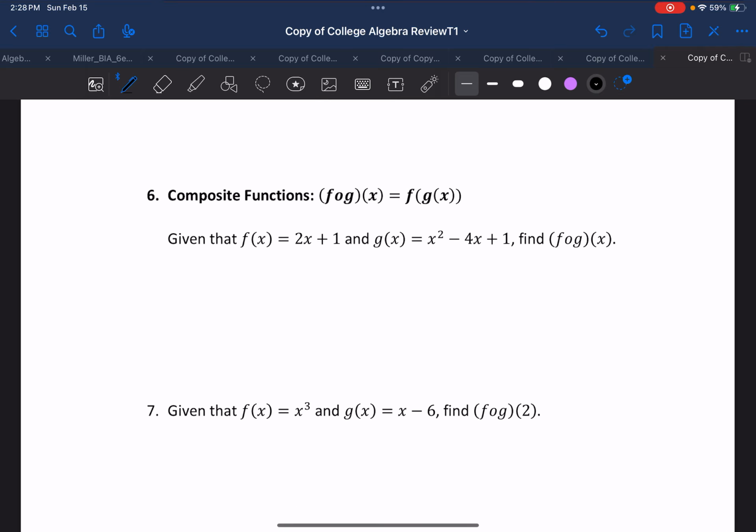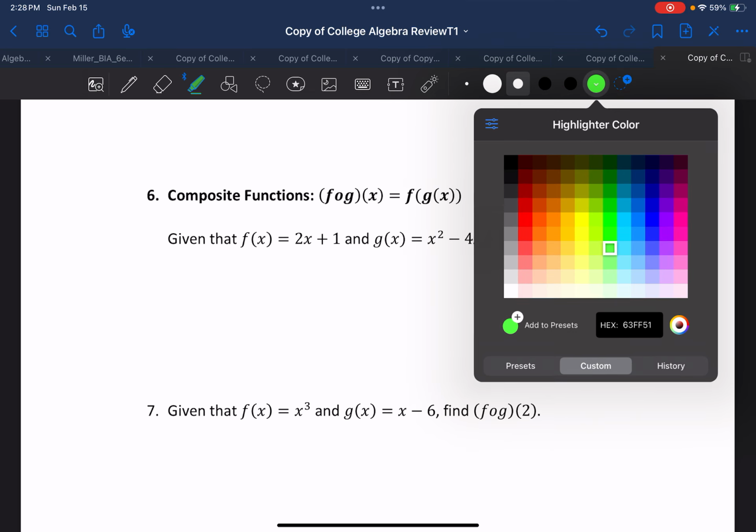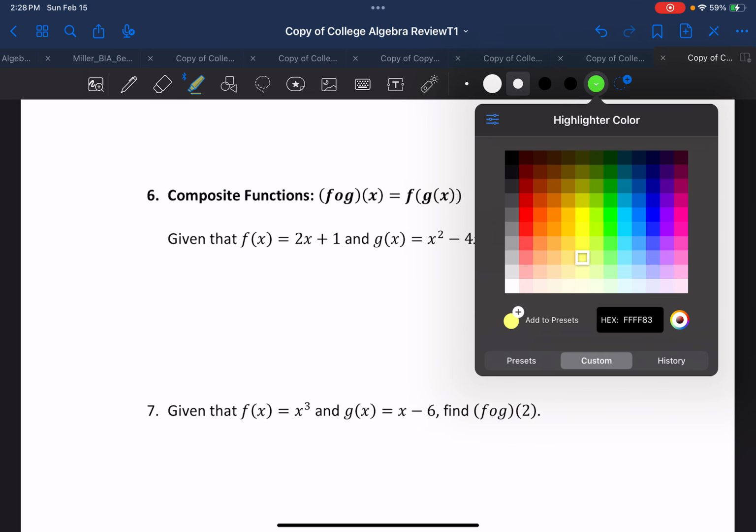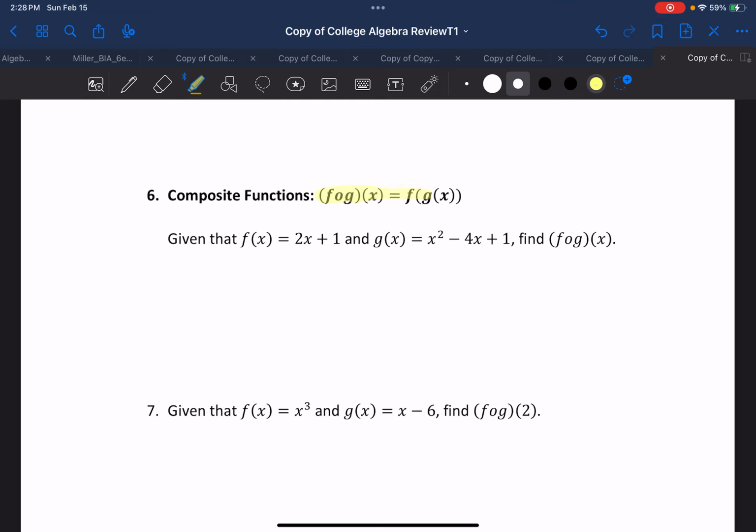Okay, and then the last page wants us to work with composition of functions. So this is a definition you can have on your flashcard here. And please remember to email me a picture of your flashcard before you go to take your test.